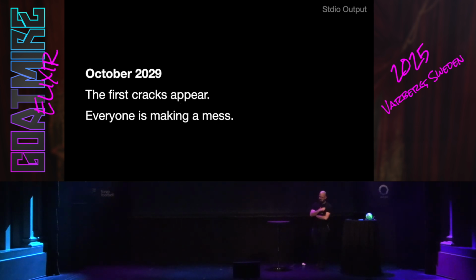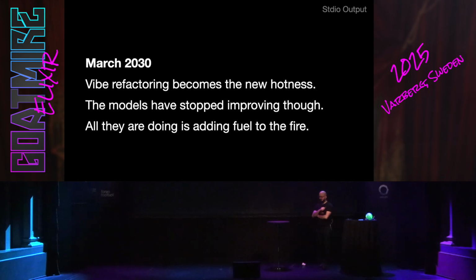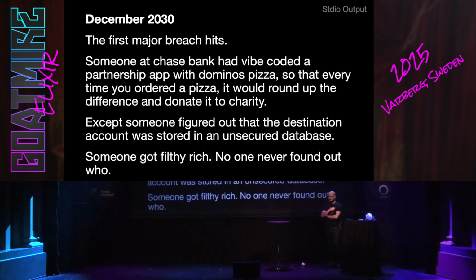October 2029, the first cracks appear. Everyone is making a mess. Okay. March 2030, vibe refactoring becomes the new hotness. The models have stopped improving. All they're doing is adding fuel to the fire. And in December of 2030, the first major breach hits. It took longer than I would have expected, really.